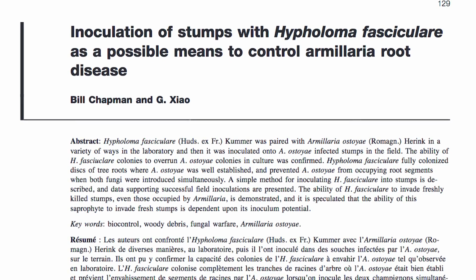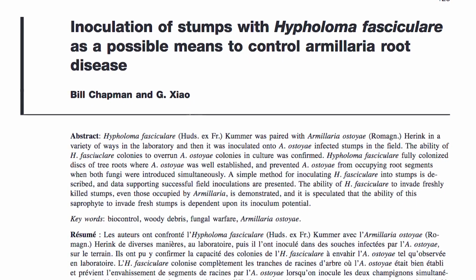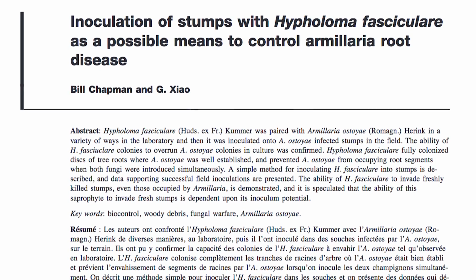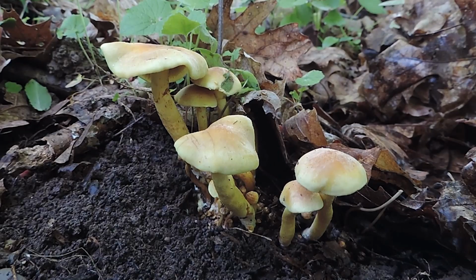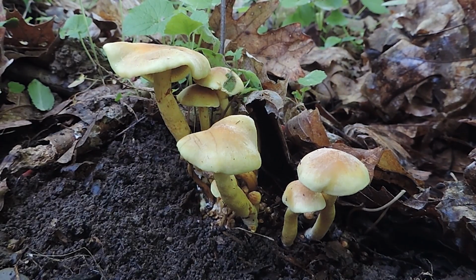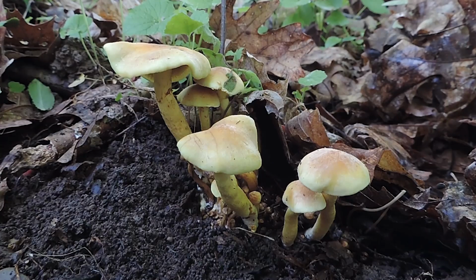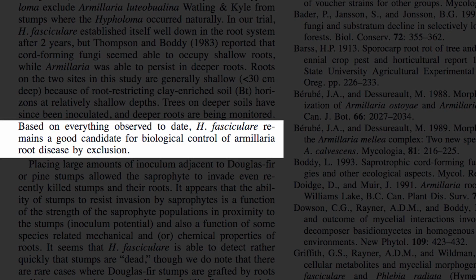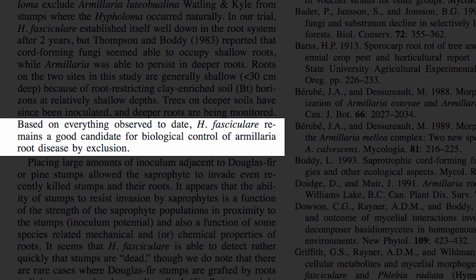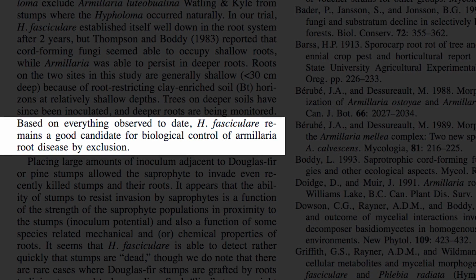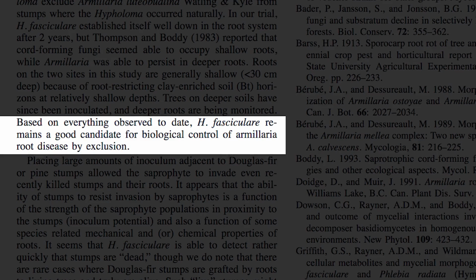And after inoculating cut trees with sulfur tuft fungi, the researchers found that after a few years, sulfur tuft mushrooms successfully colonized stumps that were previously colonized by Armillaria. And although the study did not run long enough for the researchers to document reduced mortality effects in the forested plots, the researchers concluded that, based on everything observed to date, Hypholoma fasciculare remains a good candidate for biological control of Armillaria root disease by exclusion.